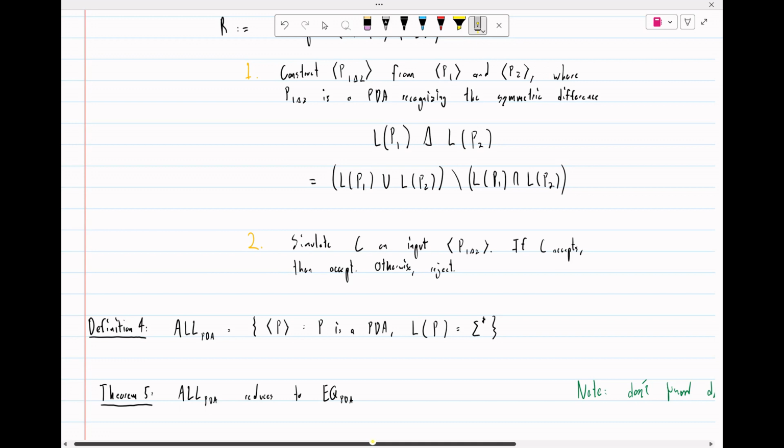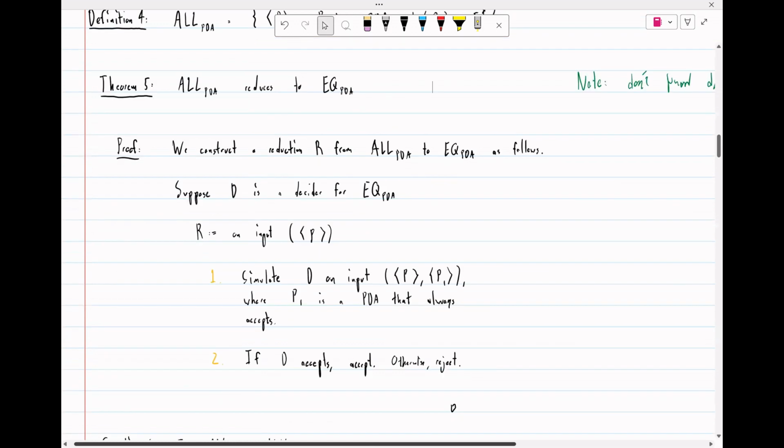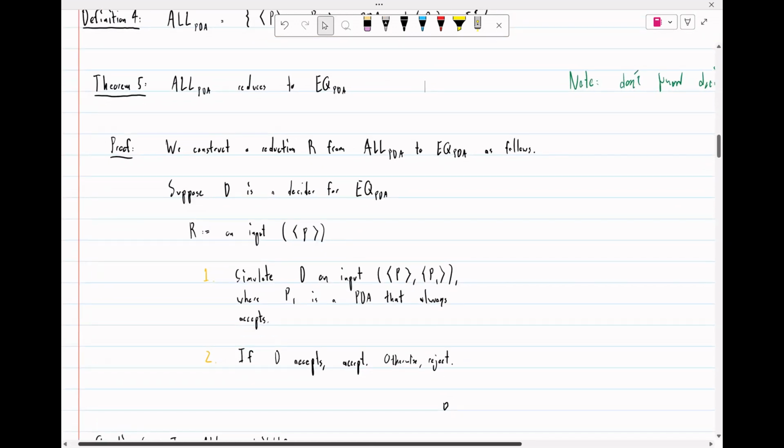Yes, exactly. That's exactly what we're going to do. In some sense, this is the same reduction that we gave from ETM to EQTM, right? Because there we just gave a Turing machine that accepts nothing. Here we're going to give a PDA that accepts everything. And so in some sense, ALL PDA is a special case of EQ PDA, right? Where you're just testing against this one type of CFG or PDA that just accepts everything. Very simple reduction from ALL PDA to EQ PDA.